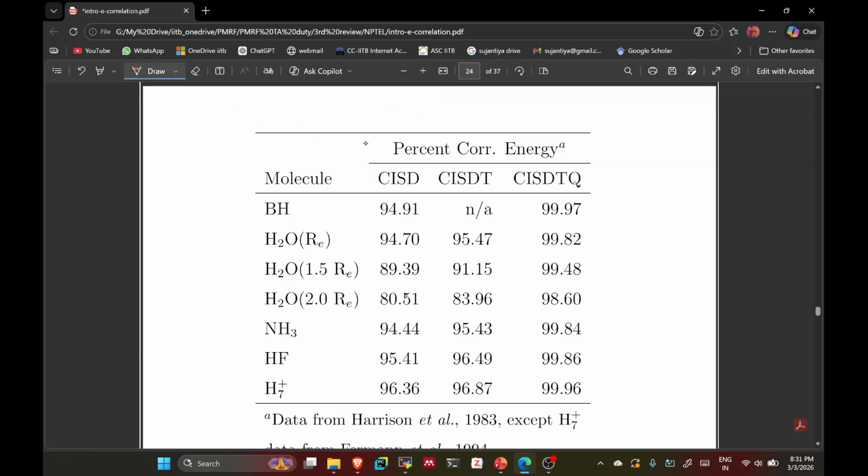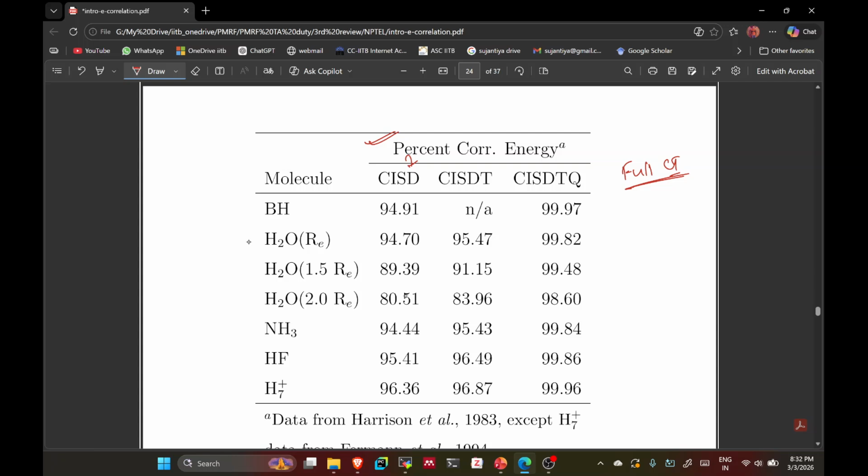Is the percentage correlation energy, that is, let's say you are given a one-electron basis and you are able to calculate the full CI correlation energy, right? Now if one truncates up to doubles, how much percentage of the correlation energy is being recovered?